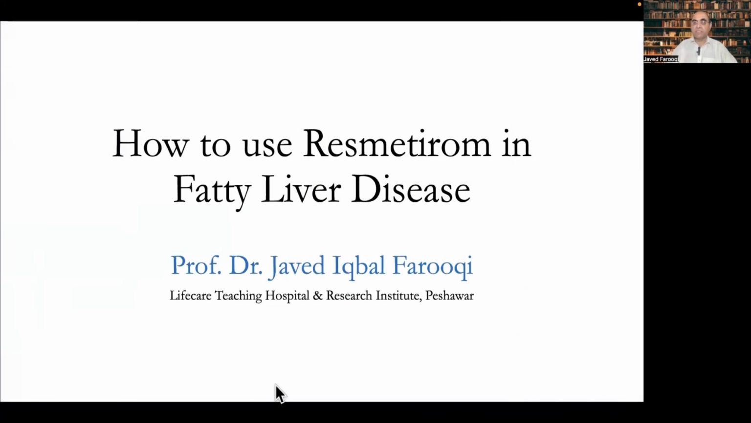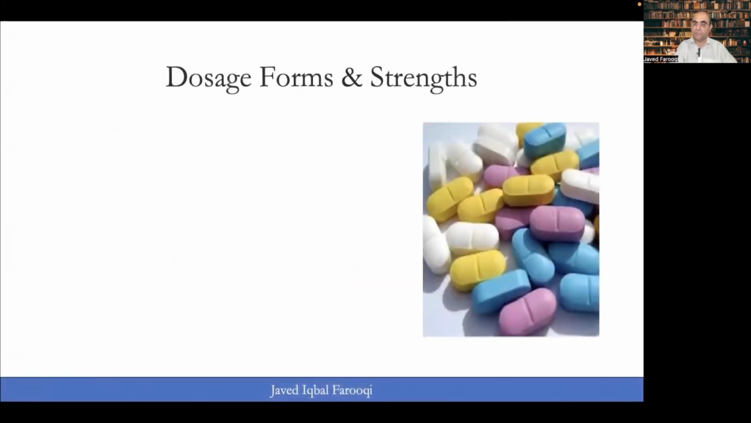Today we shall discuss how to use resmetirom in fatty liver disease. The dosage forms and strengths. Resmetirom is available in tablet form in 60 milligram, 80 milligram, and 100 milligram strengths.